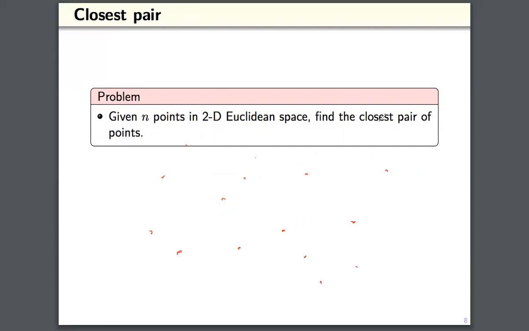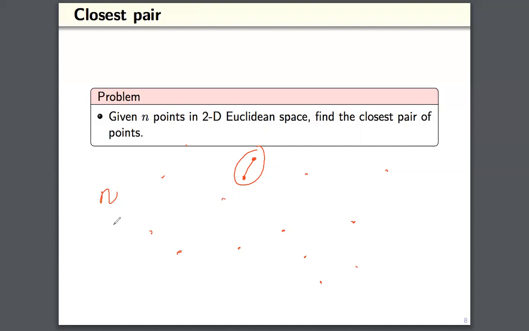You want to find the closest pair of points. Maybe this is the closest pair of points, right? This is the closest pair because the 2D Euclidean distance between them is minimum among every other distance between 2 points. See, if there are n points, can you tell me how many line segments can you make?